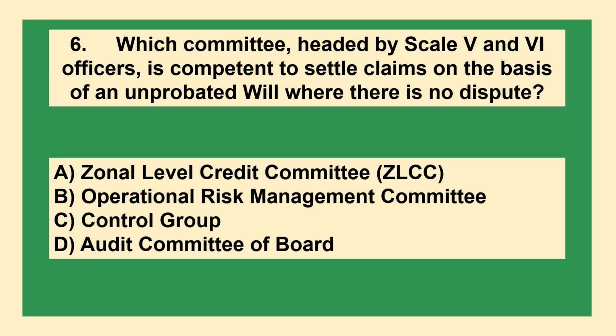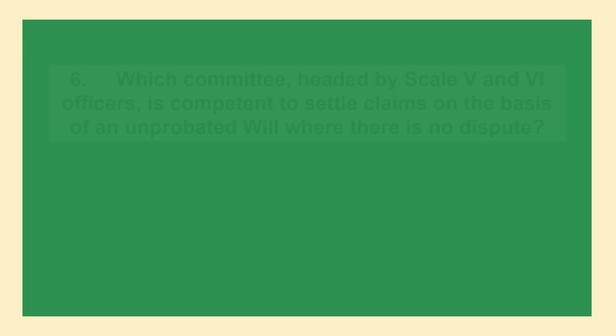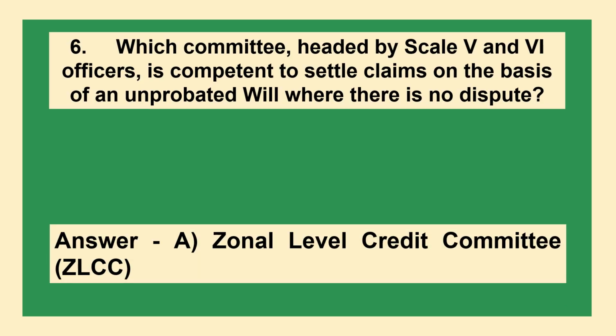Which committee headed by Scale 5 and Scale 6 officers is competent to settle claims on the basis of unprobated will where there is no dispute? A. Zonal Level Credit Committee. B. Operational Risk Management Committee. C. Control Group. D. Audit Committee of Board. Answer is option A, Zonal Level Credit Committee, ZLCC.